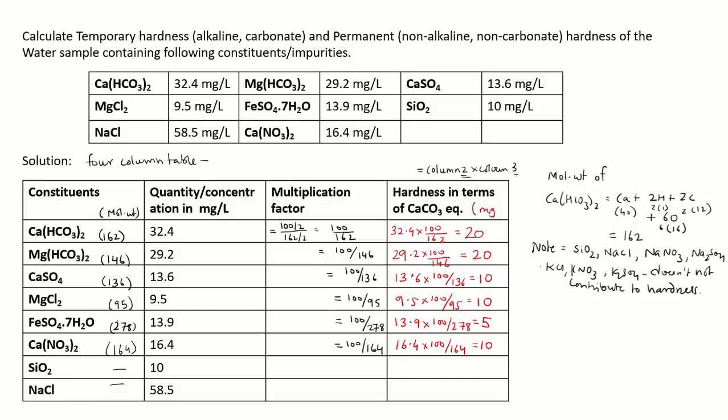Now let's calculate the temporary hardness and permanent hardness. We have to select which one is temporary and which one is permanent. The constituents that contain carbonate or bicarbonate are temporary, and those that don't contain carbonate or bicarbonate are permanent. Temporary hardness is calcium bicarbonate and magnesium bicarbonate, nothing else. So 20 plus 20 is equal to 40 ppm. The answer for temporary hardness is 40 ppm.